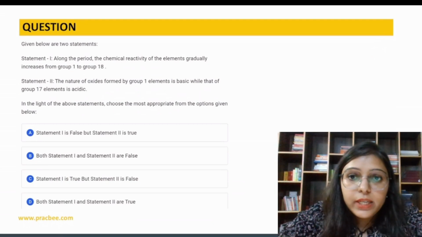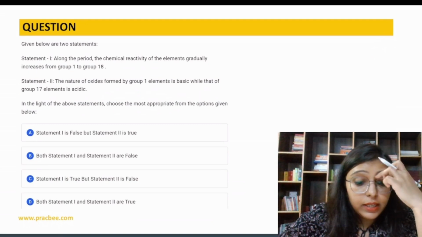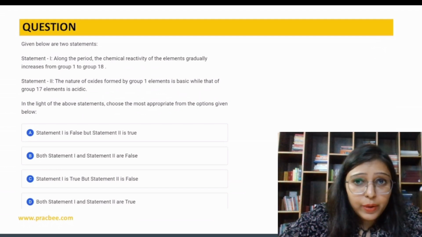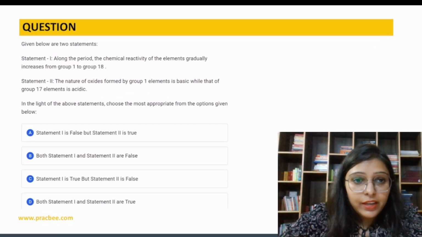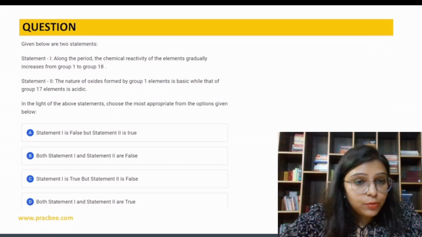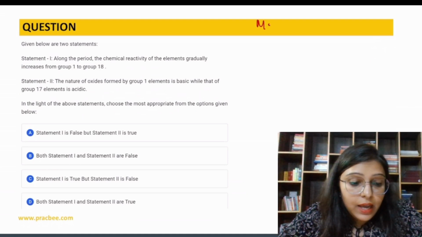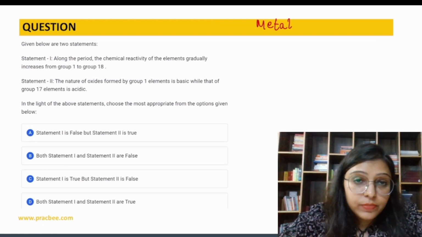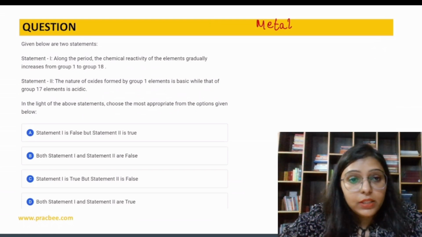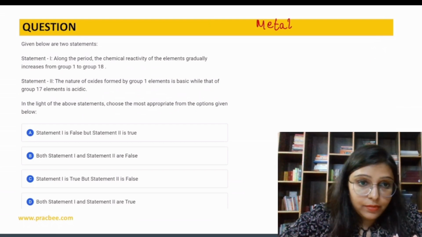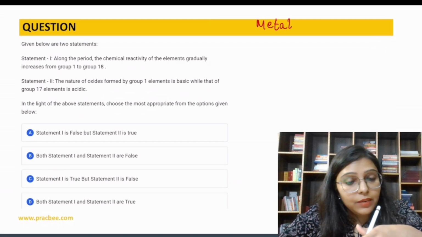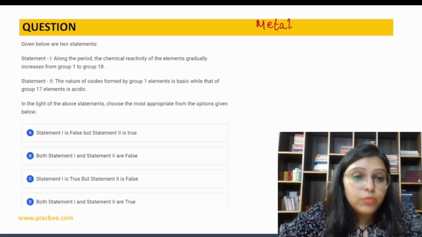Given below are two statements. Along the period, the chemical reactivity of the elements gradually increases from group 1 to 18. But what kind of chemical reactivity? If we talk about chemical reactivity, we have to understand the nature of elements. If the elements are metallic, or if we have metal, right? In order to determine the chemical reactivity, we have to find out which metal can easily give its electron. So on moving down the group, metallic character increases, or we can say chemical reactivity of group 1 or group 2 elements increases on moving down the group.